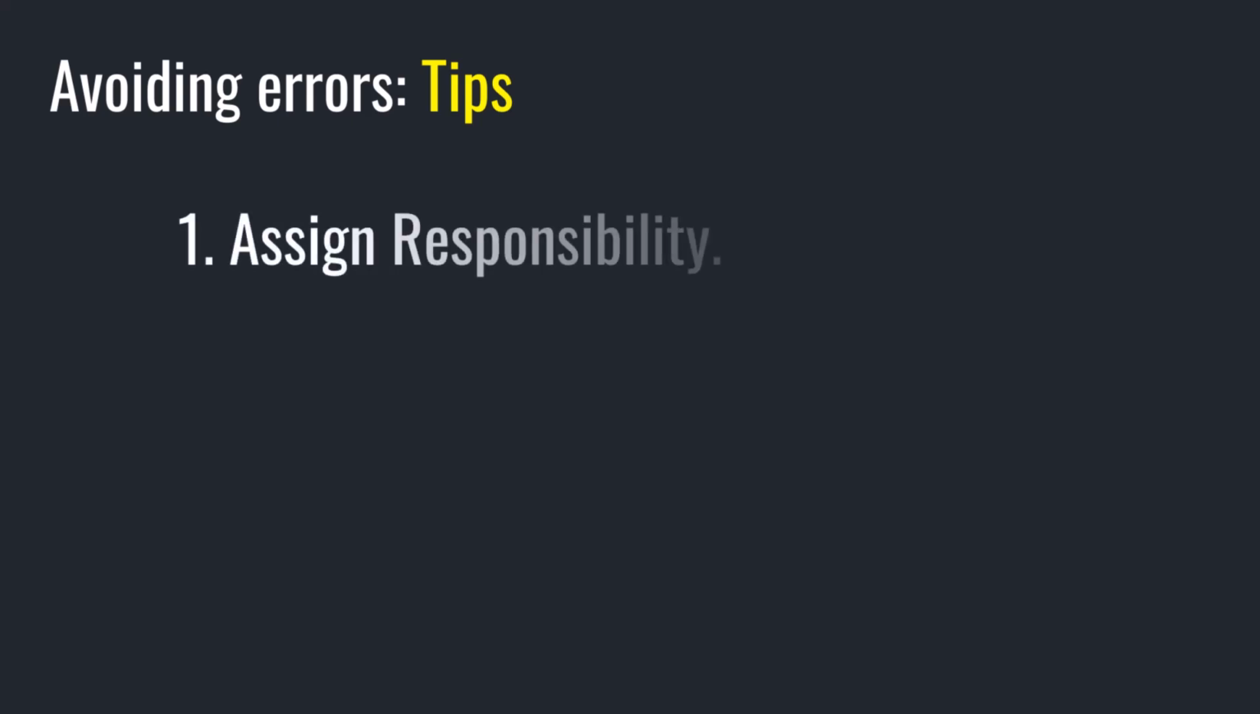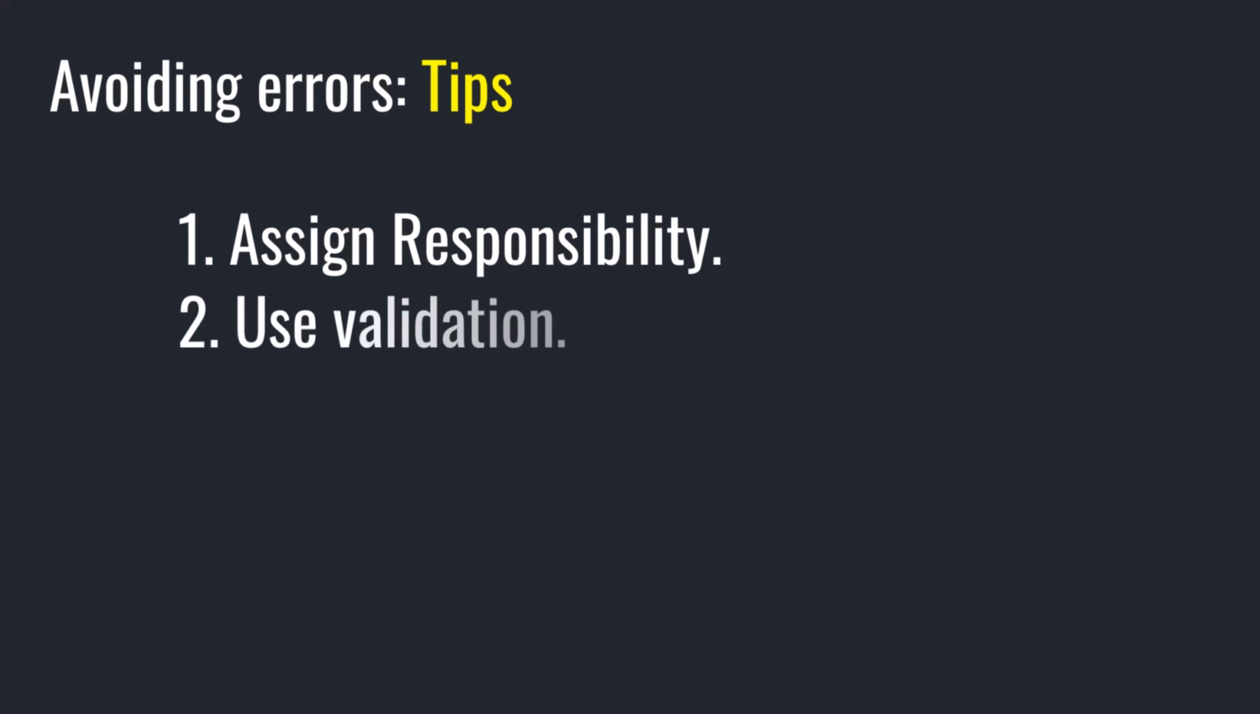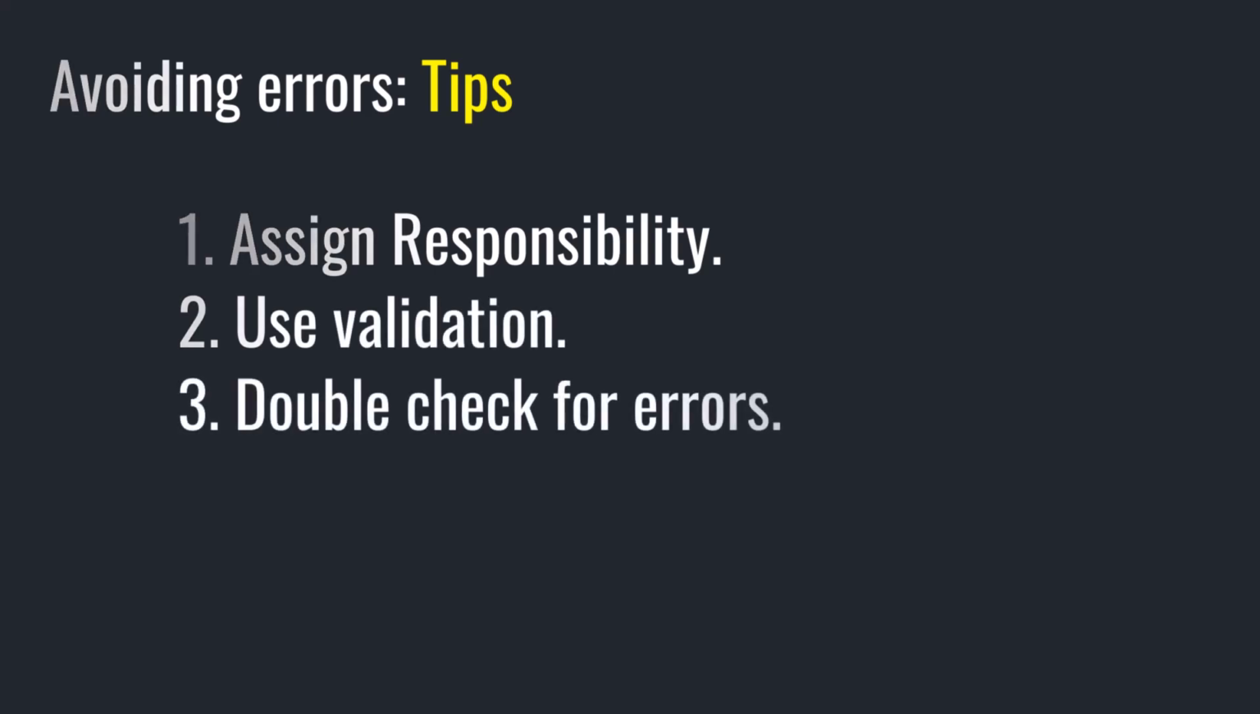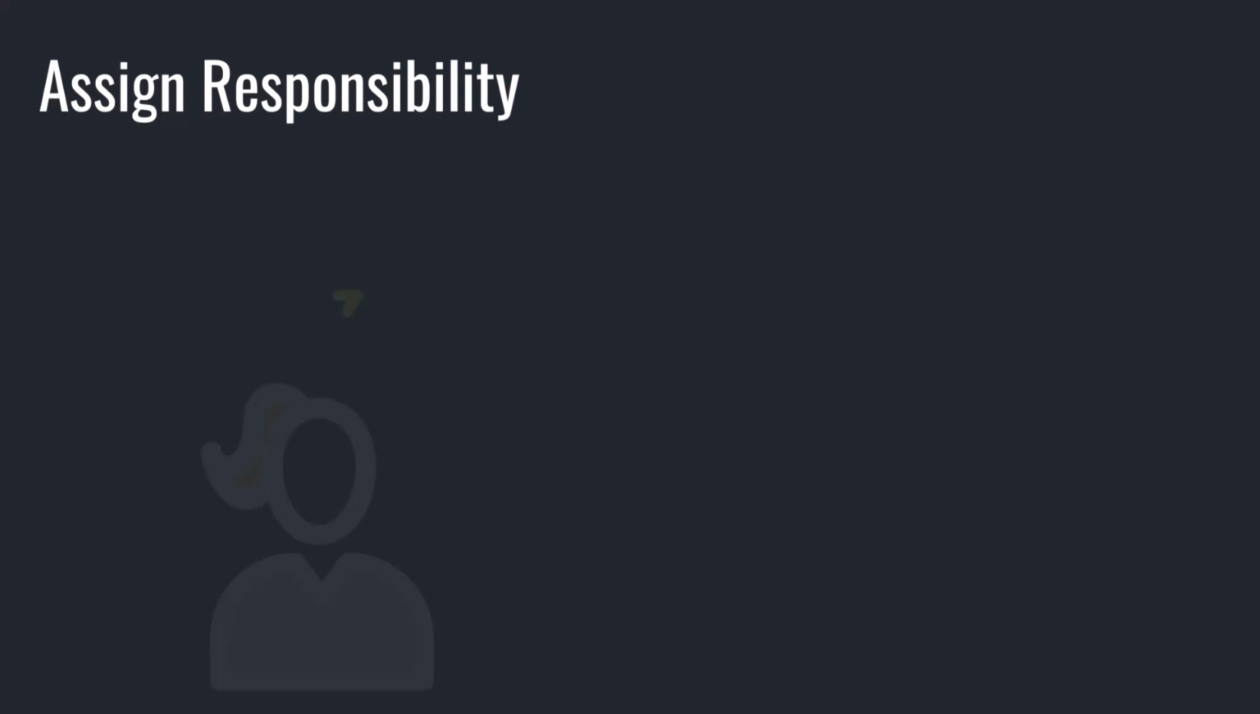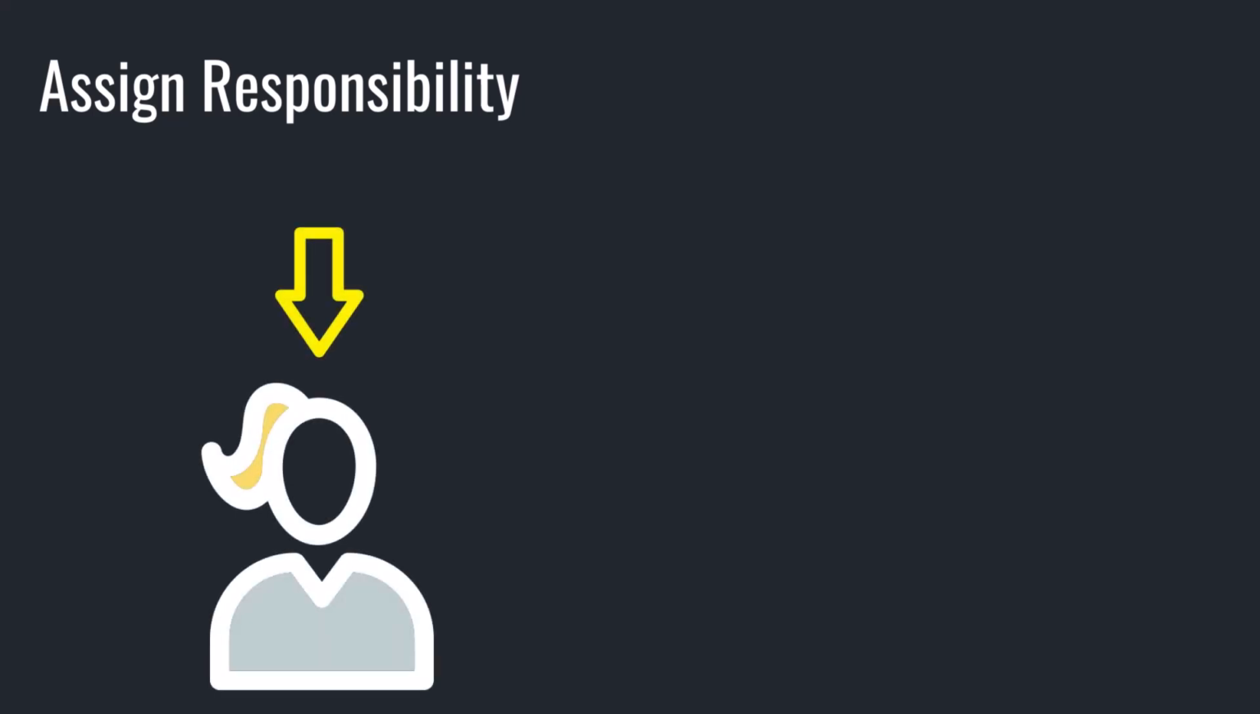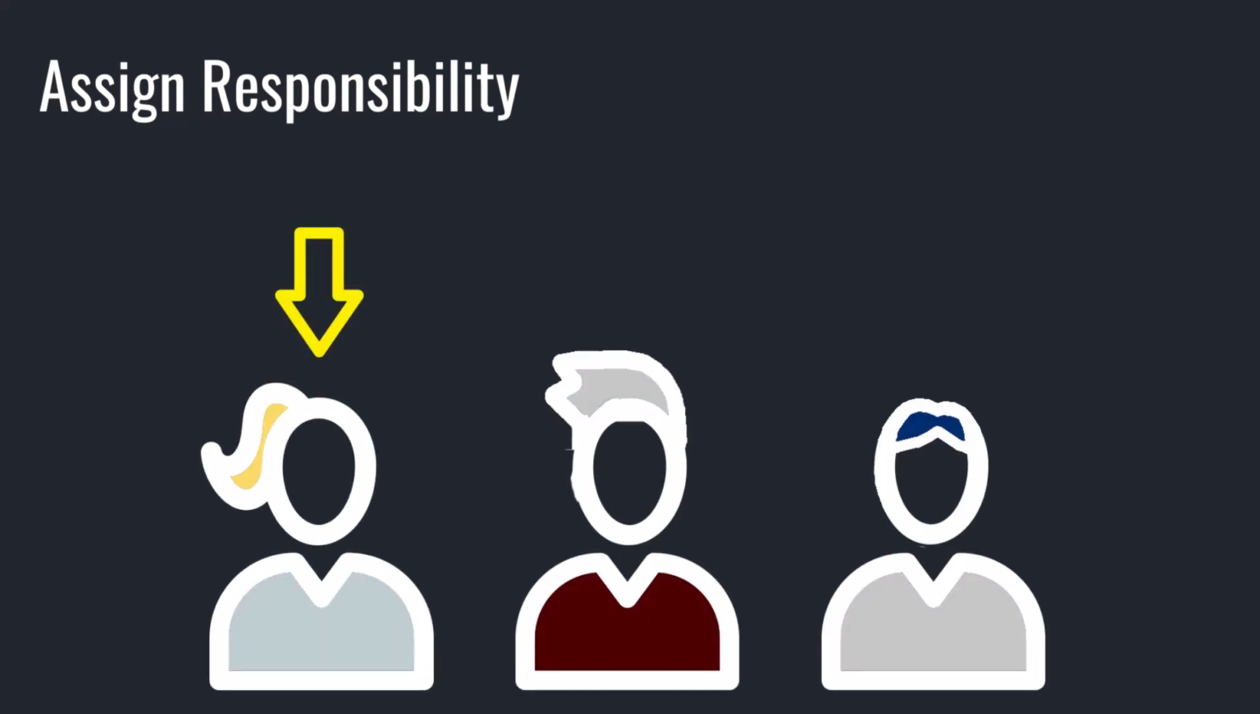First, assign responsibility. Second, use validation. Third, double-check for errors. Assign responsibility for data quality to a specific person. This is especially important when working in a group. For a small project, it may just be you.